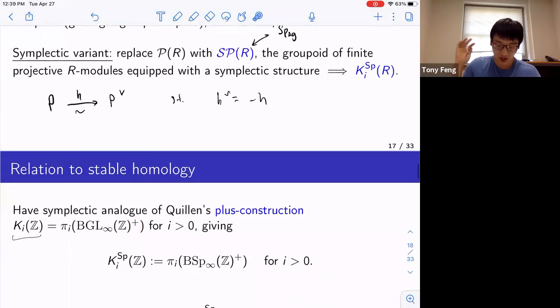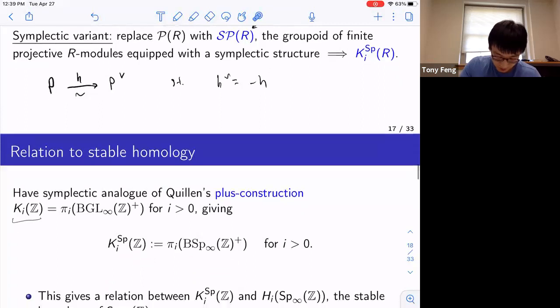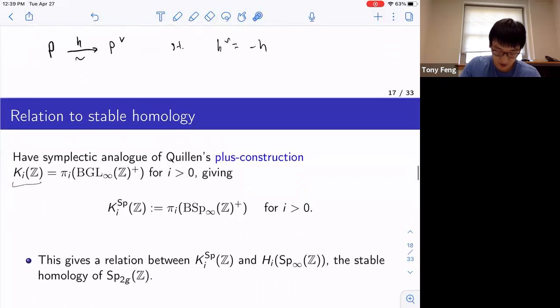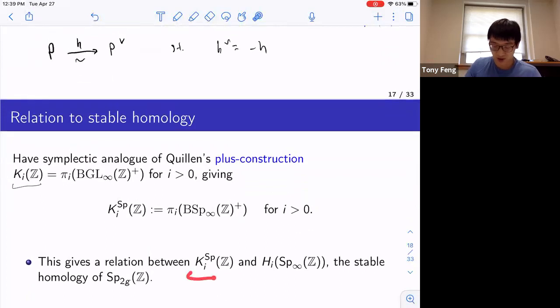And a similar statement is true about the symplectic thing. It's the homotopy groups of the plus construction applied to the infinite symplectic group over the integers. And in particular, there will be a map from this to the stable homology, the homology of this, which is identified with the homology of the group without the plus. So as I say, this gives some relationship between K-theory and stable homology, maybe a more elementary notion.